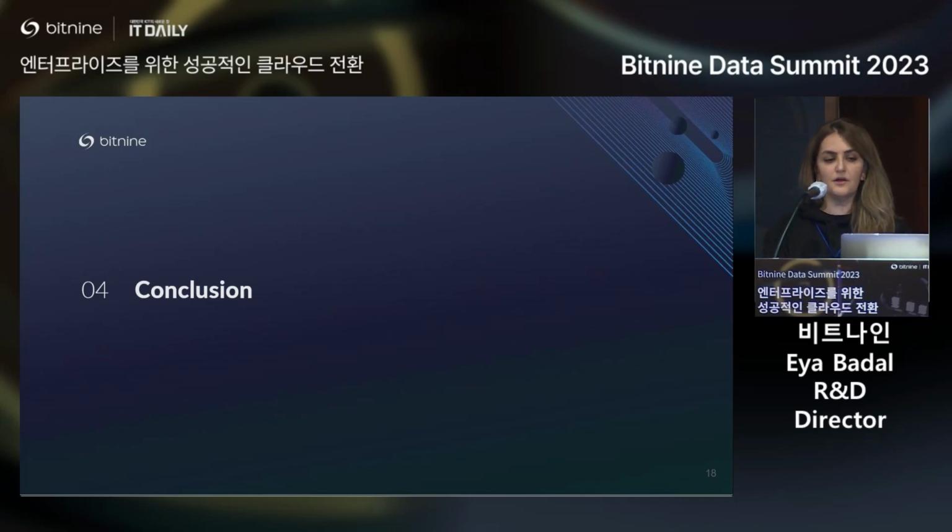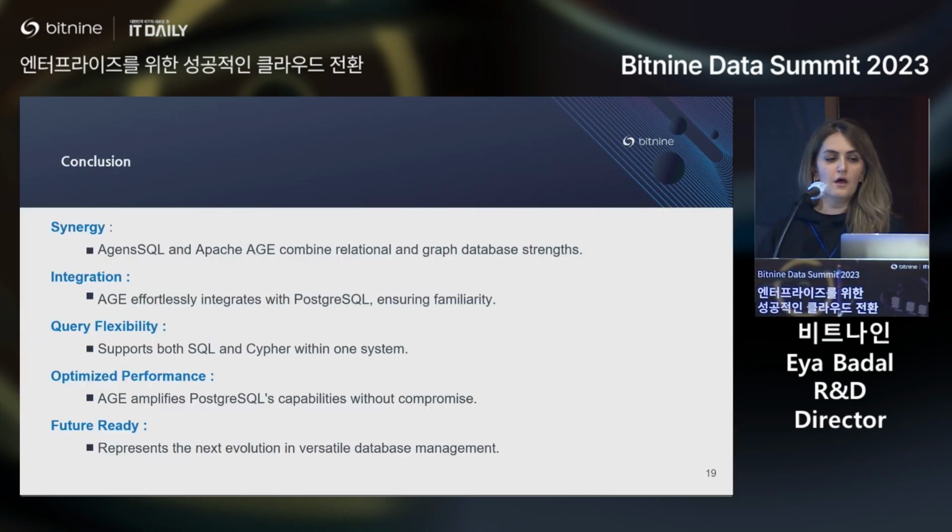And finally, in wrapping up our exploration of cutting-edge database solutions, imagine a world where the power of AgensSQL and AGE converge, bringing together the best of relational and graph databases. Seamlessly integrating with Postgres, it's like fitting a familiar puzzle piece into place. And the magic is that you can speak SQL and Cypher at the same time, under the same roof. So this isn't just about raw power, it's about optimized, uncompromised performance.